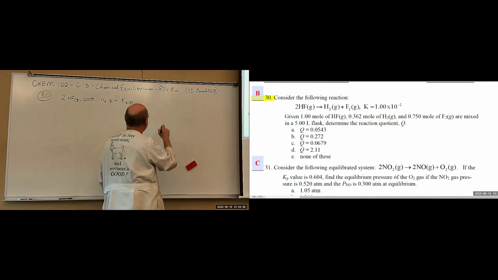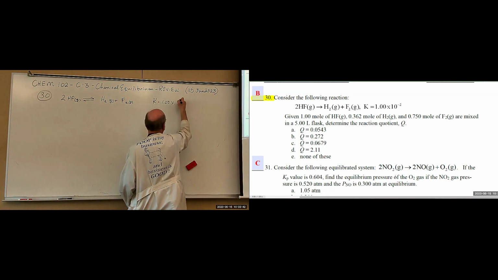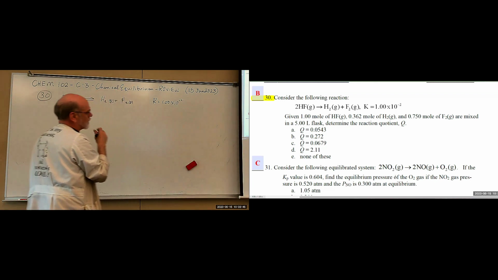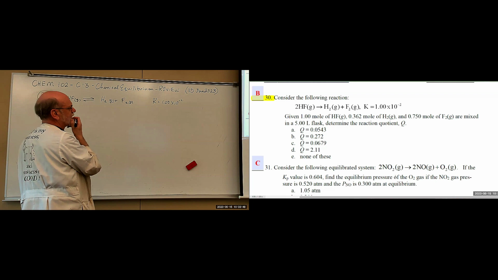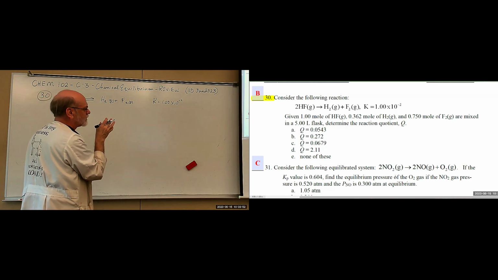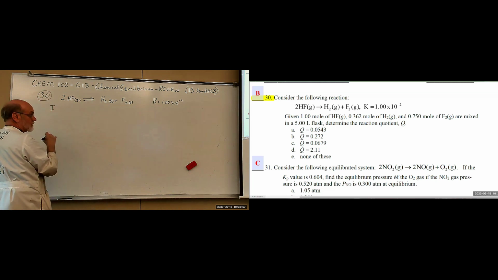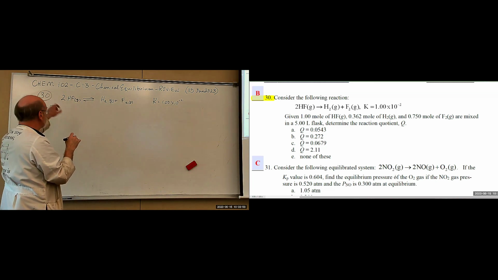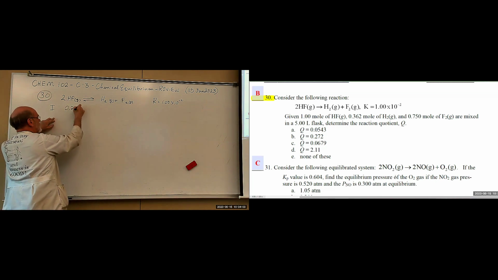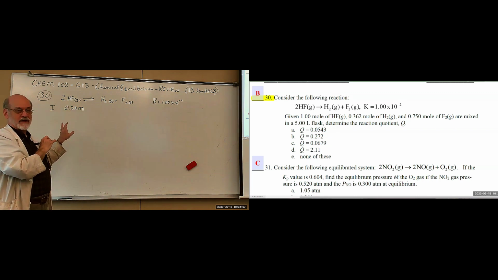Okay, and the K equals 1 times 10 to the minus 2. Given 1 mole in a 5-liter flask. If we start off with 1 mole of HF in 5 liters, that's 0.2 molar, correct? 1 divided by 5.